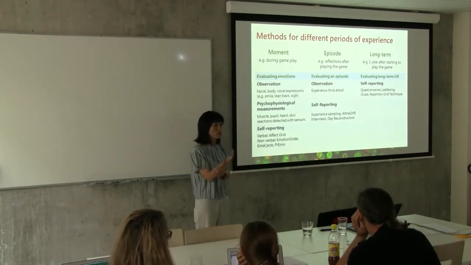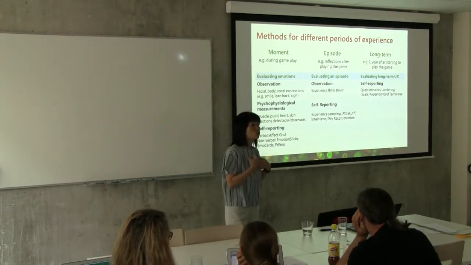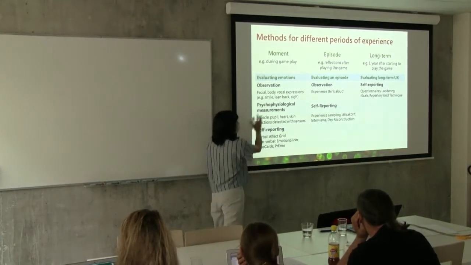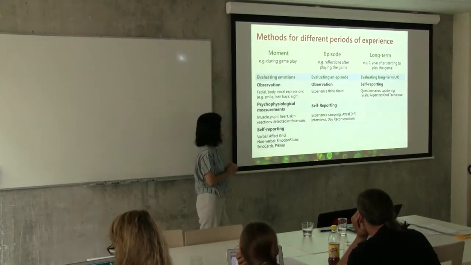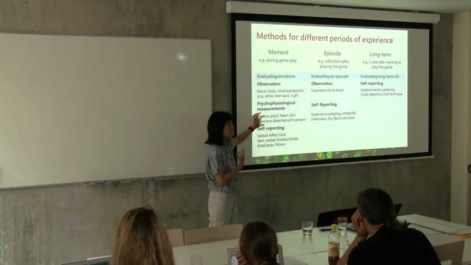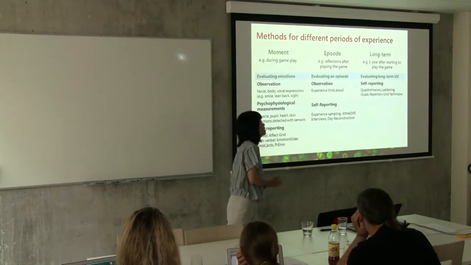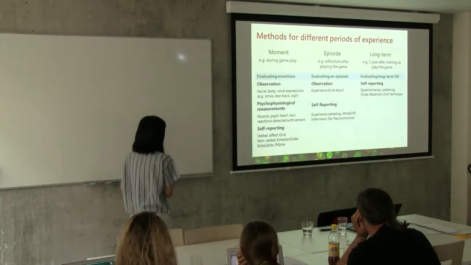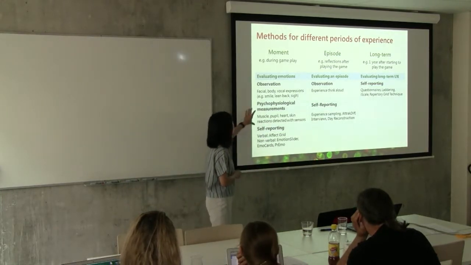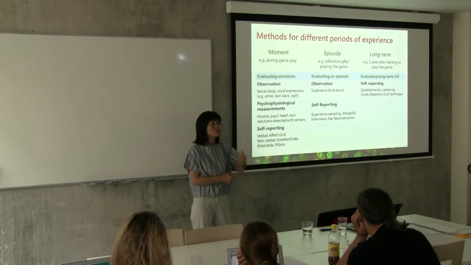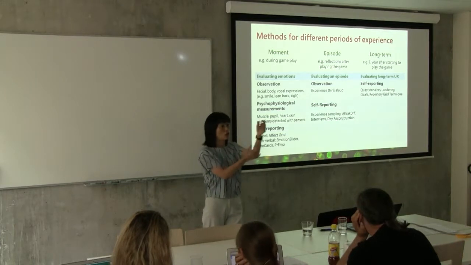But for the psychophysiological measures, you're not in control. You cannot control your skin conductance. You cannot control your heart rate. So this is supposed to be very objective because it can give you data that the user cannot change at will. Maybe somebody can, I don't know. But this can measure moment by moment, if you wear some kind of sensor, like a watch.